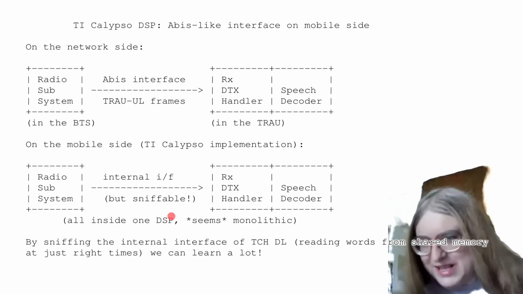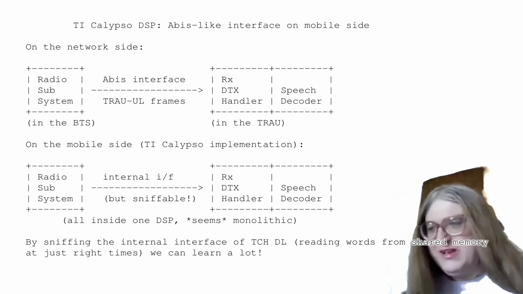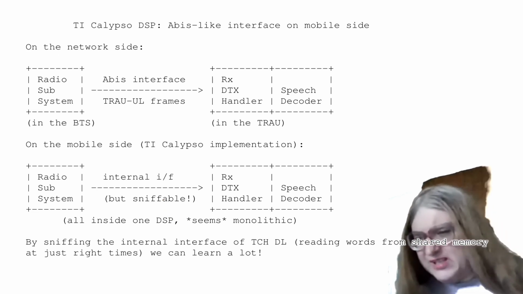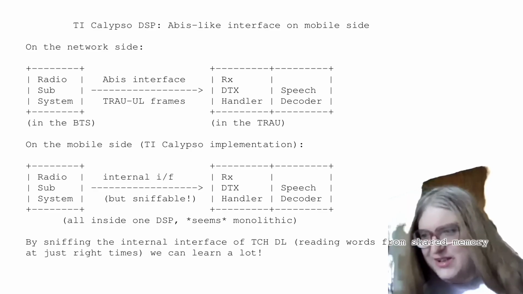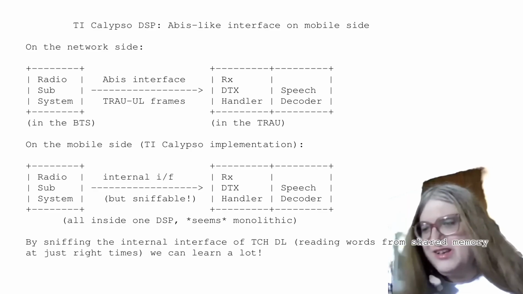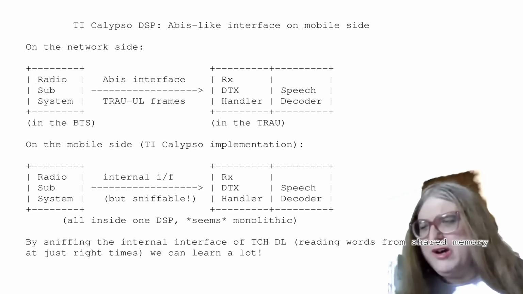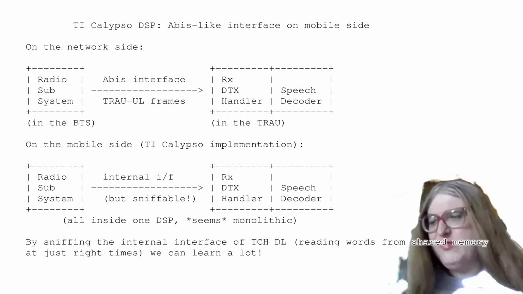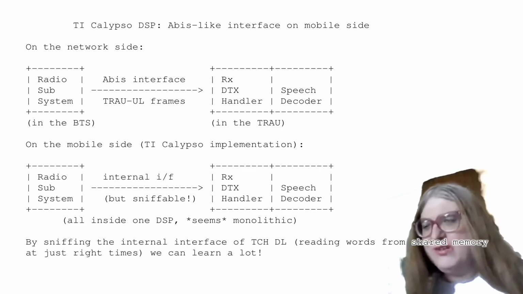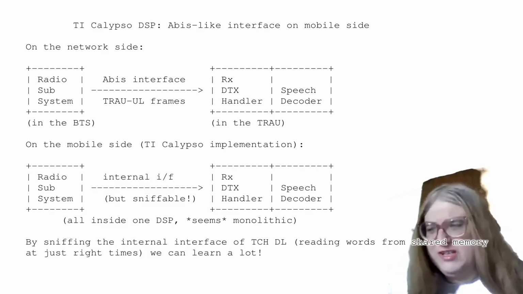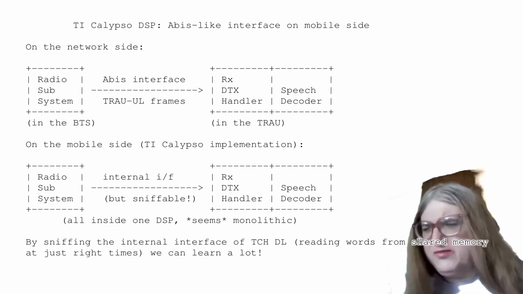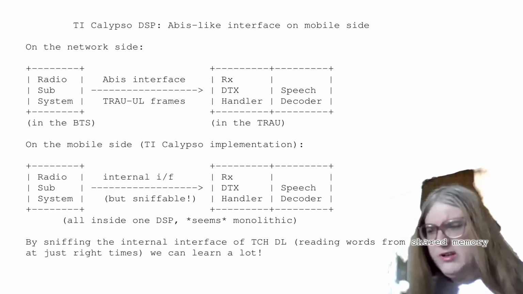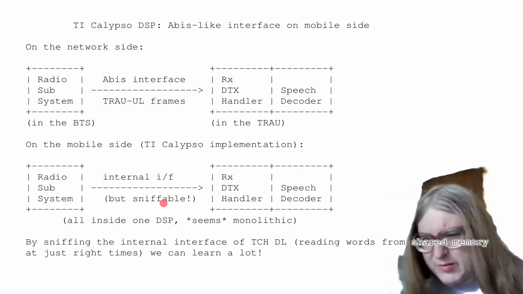But it is sniffable. This is the fun part. This is not really a Calypso presentation, so I'm going to gloss over the details. But there is a type of shared memory called the API RAM that's shared between the DSP and the ARM part of the Calypso. It's basically owned by the DSP, but the ARM can access it. And it's pretty small. I think it's like 8 kilowords, from what I remember.